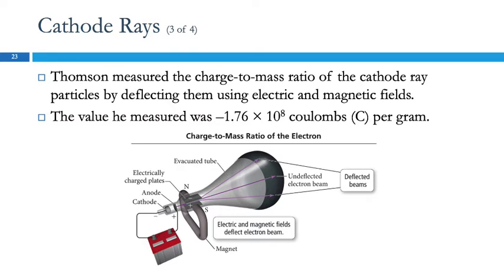So these rays travel in straight lines, but if you apply an electric field and a magnetic field, you can cause the beam to bend. And how far it bends is affected by the mass of the particles and the charge that they carry. So he couldn't determine either of those separately, but he could determine the ratio. The ratio of charge to mass was negative 1.76 times 10 to the 8th coulombs per gram. Coulomb is a unit of electrical charge.